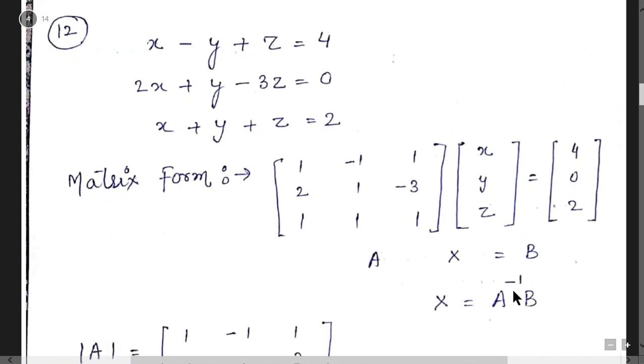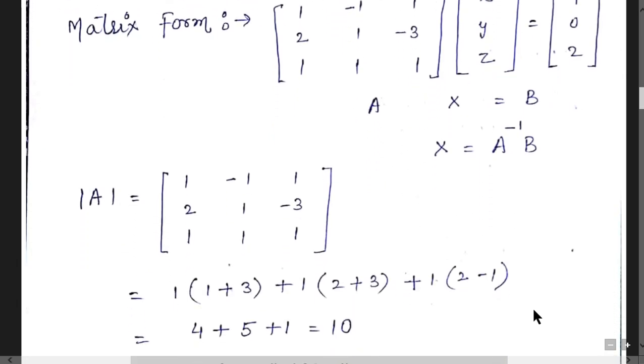Question number 12 is again a similar one. First of all, check whether there is any fraction. There is no fraction and all the values are there. No value is missing, no variable is missing. First of all, convert this set of equations into matrix form again; the first matrix is A, the second is the variable matrix, that is X, and on the right hand side the matrix is B. Then we can write X is equal to A inverse B.